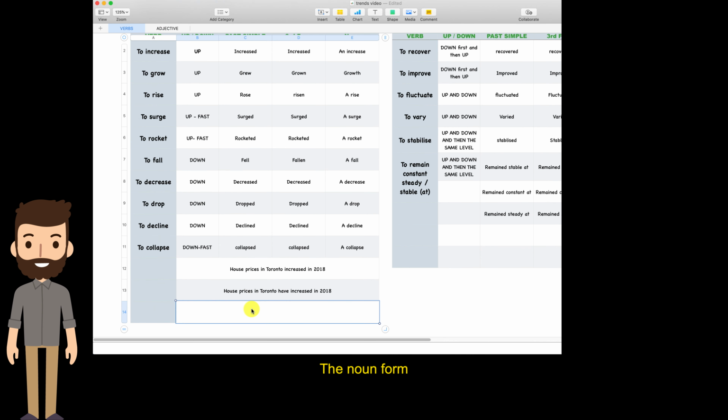The noun form, slightly different. You say there was, if it was in the past, or you say there is, if it's present. There was an increase in house price in Toronto, 2018. So that's the noun form.